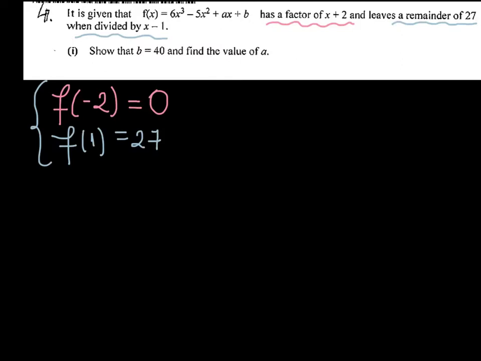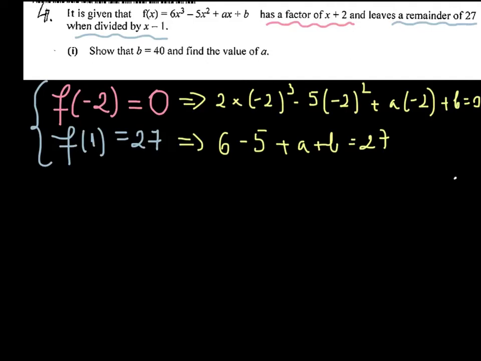The question asks, show that b equals 40. You cannot use the fact that b equals 40. You need to reformulate the question as find b and find the value of a. If you don't get b equals 40, then somewhere you've made a mistake, and in the next question you should take b equals 40 as the correct value to continue with. Right? So we replaced x by minus 2 and x by 1, and we got the equations in yellow.